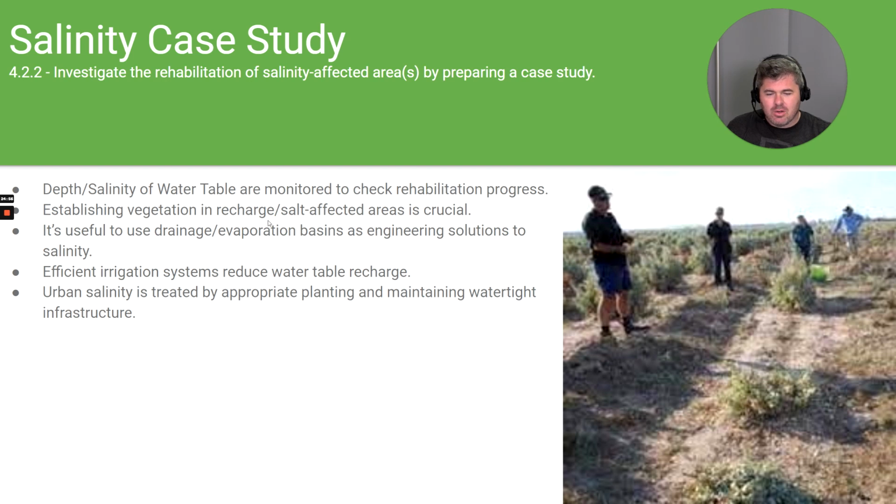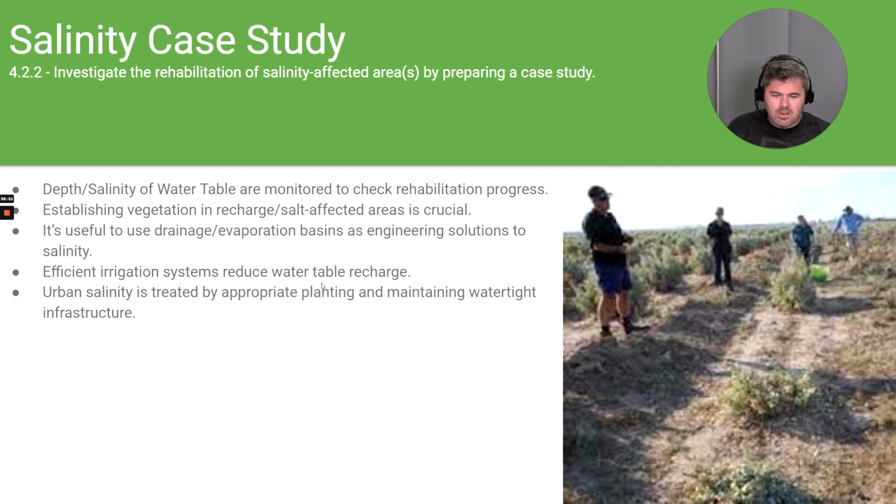Establishing vegetation in recharge salt-affected areas is crucial. For instance, saltbush. It's useful to use drainage and evaporation basins as engineering solutions to salinity. So this is more of digging a large hole as an evaporation basin, focusing all of the salt-laden water to go there rather than affecting surface level areas around it.